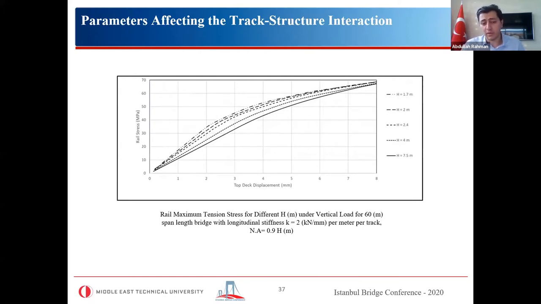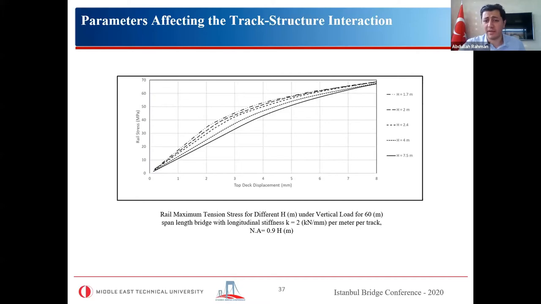Now I'm using the same 60 meter span with 2 kilonewton per millimeter per meter per track longitudinal stiffness, also with a fixed neutral axis location at 0.9 h. Then I started to change the deck height, and I am trying to track the rail maximum tension stress.